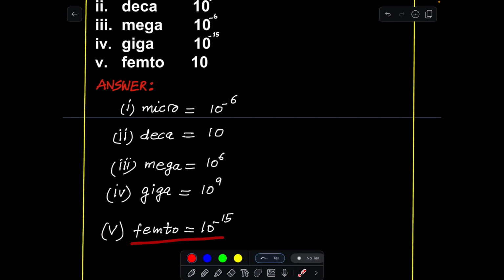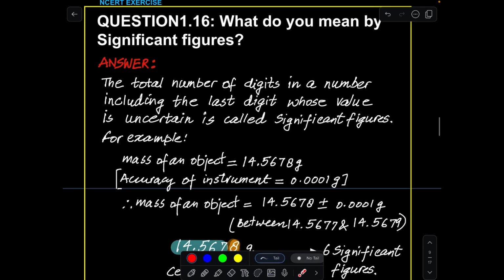Next question, 1.16. What do you mean by significant figures? To have an idea what significant figures are, we need to understand that when we do any measurement with an instrument, we are supposed to have some errors, and most of the time the value that we find may or may not be the accurate one. If the same measurement is done by a different individual, we will get different values. So the value which we mention has some uncertainty.